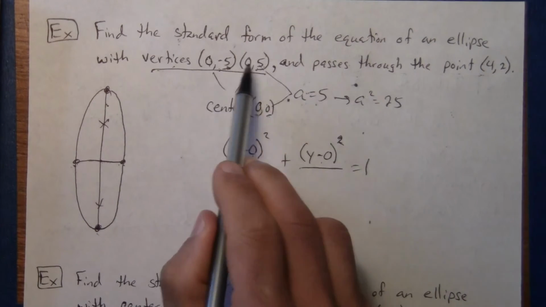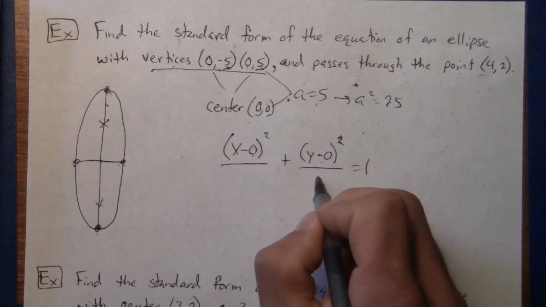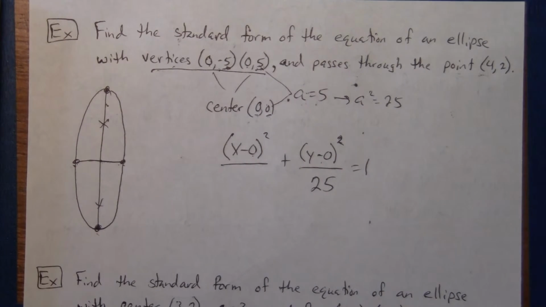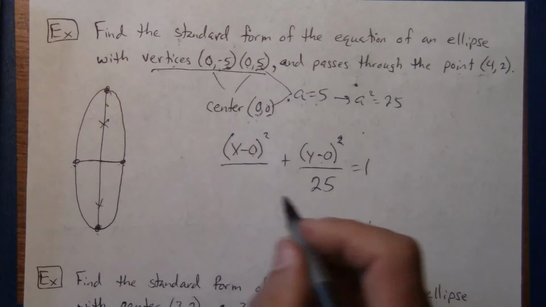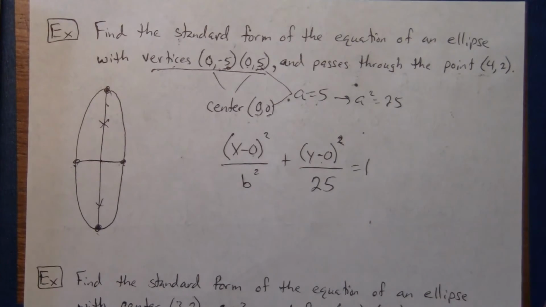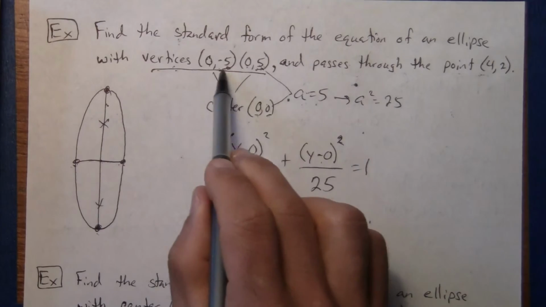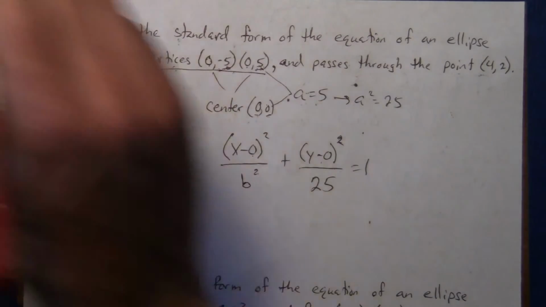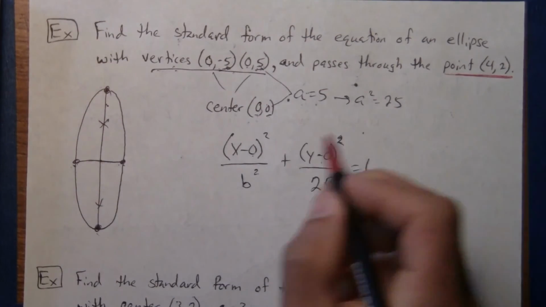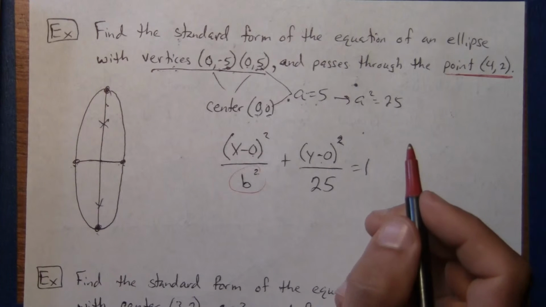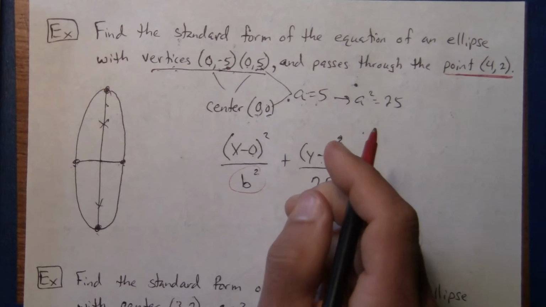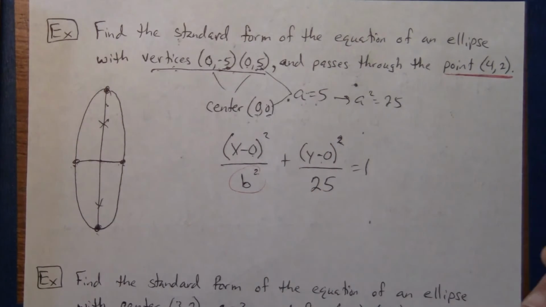Pay attention, which one was changing? It was y. That means the 25 is here under the y term. And this is actually b squared. I got basically the entire equation just off of this. Now they probably gave me this point for a reason, and that's going to help me figure out what b is. Kind of like we talked about when we were working in the last section with parabolas and when you work with lines.